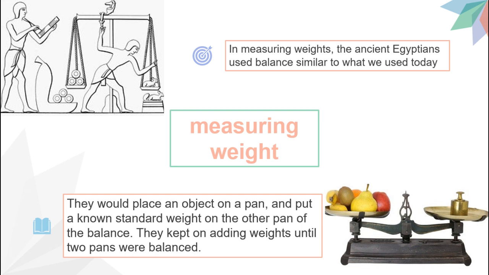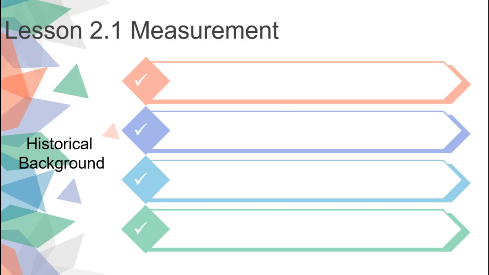So they kept on adding weights until the two pans were balanced. It is called a balance because the two sides must be balanced so that their values are the same. So, measuring weight. What's the problem with this kind of measurement, or the use of these instruments of measurement?